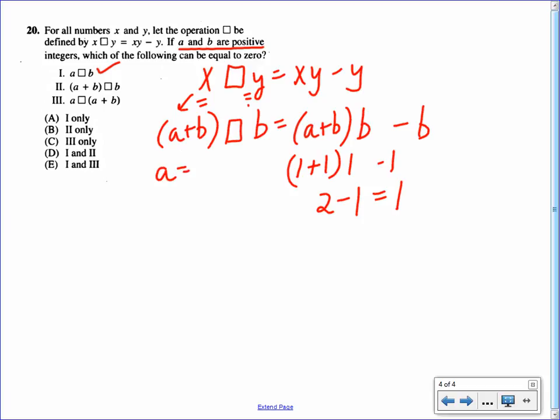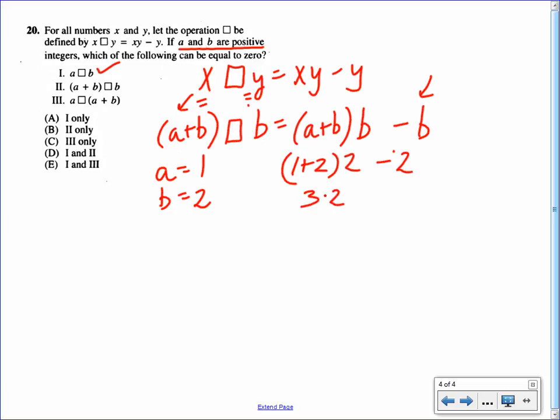So let's see. We'd want b to be the bigger number since it's getting subtracted. So let's say what happens when b is 2 and a is 1. Okay, so if we do that, we'll get 1 plus 2 times 2. And I could already see it's not going to work because b could never be big enough for you to be able to subtract b and have it give you 0. Because this would be 3 times 2 minus 2. So 6 minus 2 equals 4.